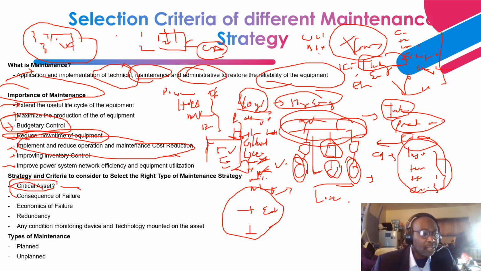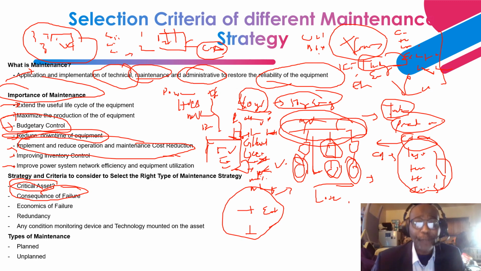Next is the consequence of failure. So you take a look at the consequence of failure. If there should be a failure of these power transformers, what should be the consequence? Losing critical feed to customers, loss of revenue, customers are going to be unhappy. If I lose this power transformer, is it going to affect other equipment in close proximity that is being fed by these power transformers?